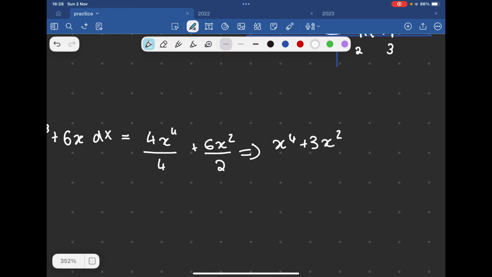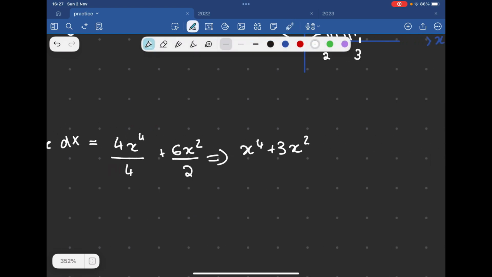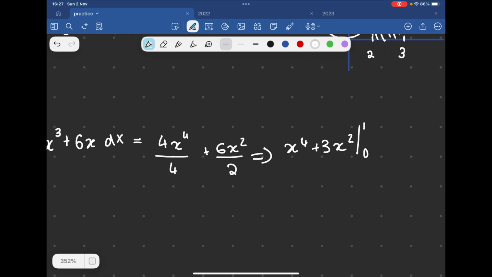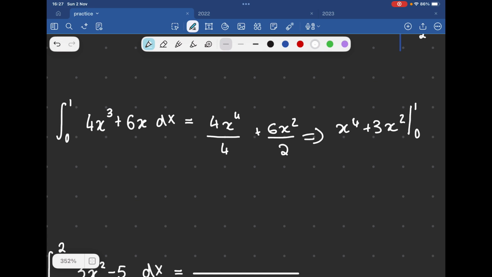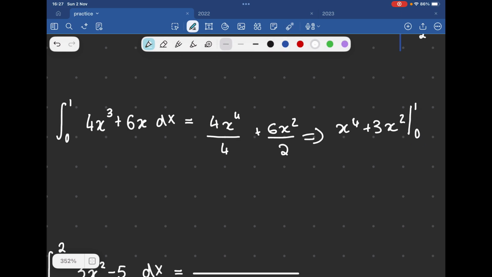Now, because we are integrating with limits, i.e. we have 1 and 0, we want to show the examiner that this is our integrated function before we add on the fundamental theorem of calculus. So I just do a line here and I say it's going to be 1 and 0. Now we're going to add the fundamental theorem of calculus, which states that we have to sub in our boundaries here as our x. So if we do that, it's going to be 1 to the power of 4 plus 3 times 1 squared.